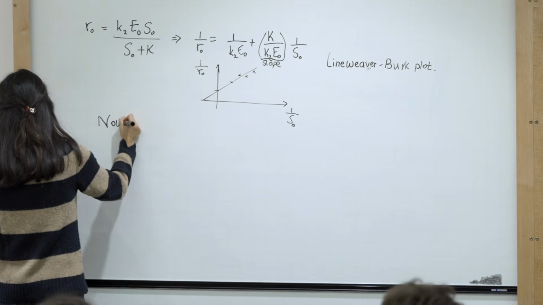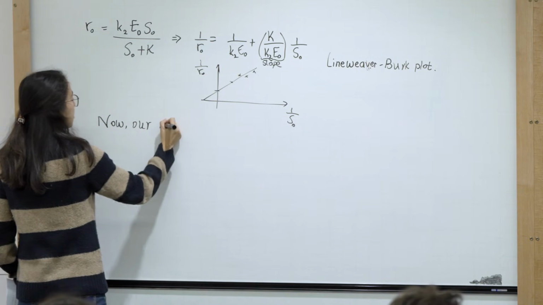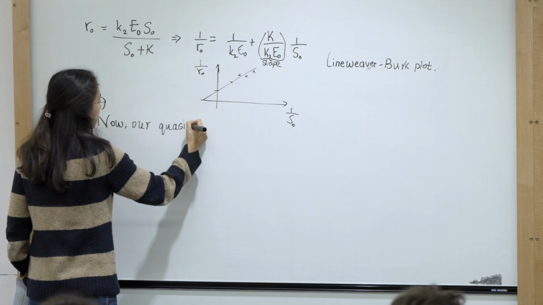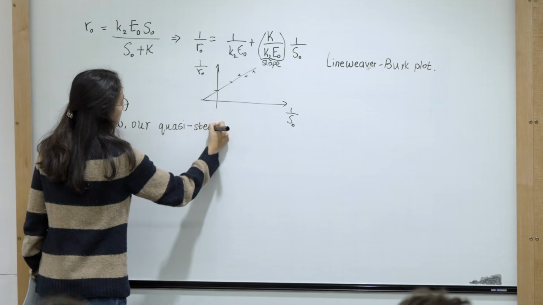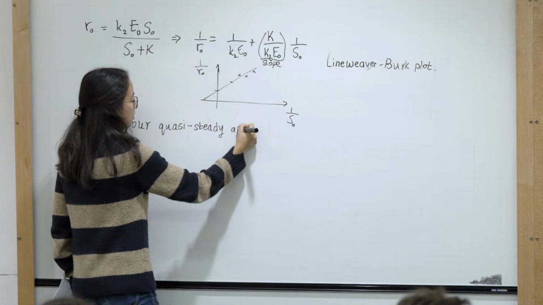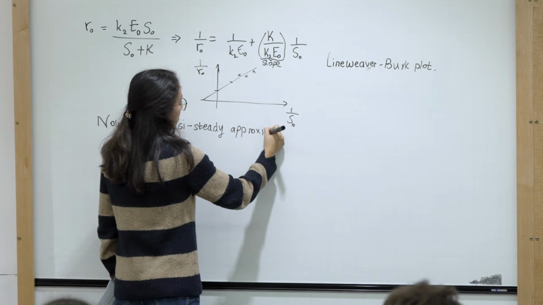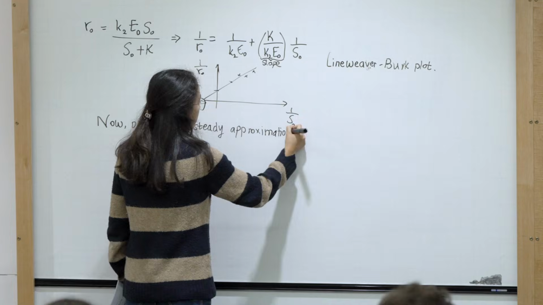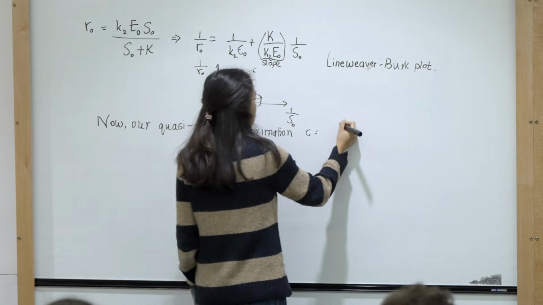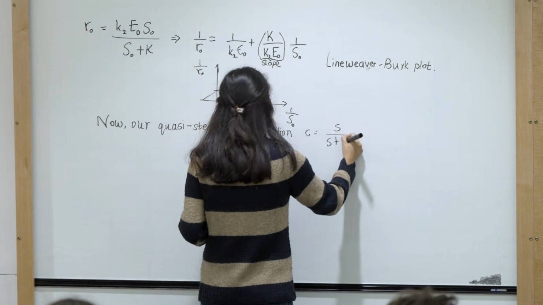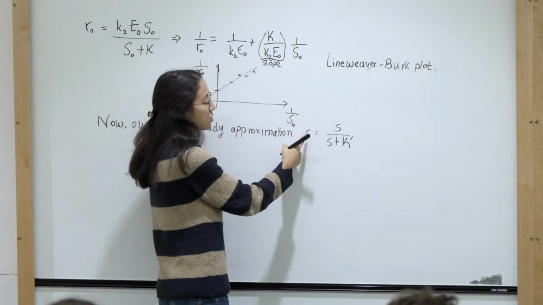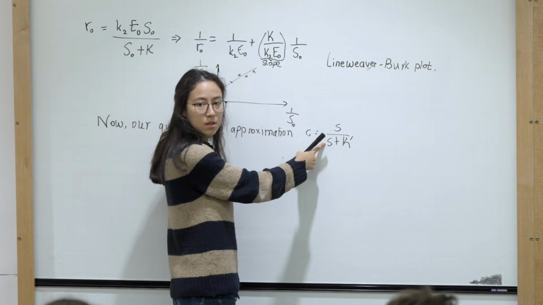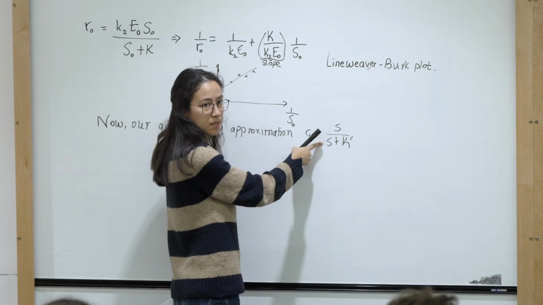So now I will give you the quasi-steady approximation that we looked at last time. We already did this. It has to do with the complex C given as s over s plus K prime. Notice that now I'm using lowercase letters. These came from the non-dimensionalization last time, if you remember.